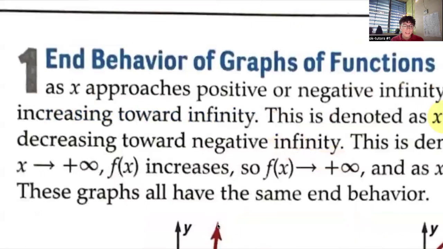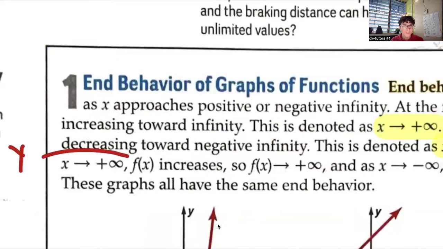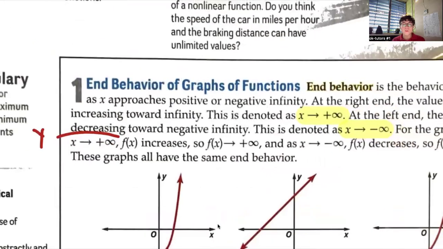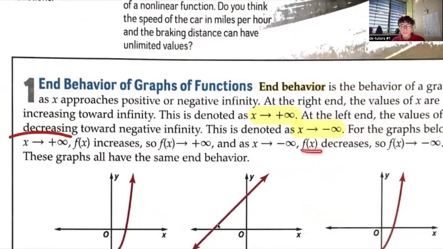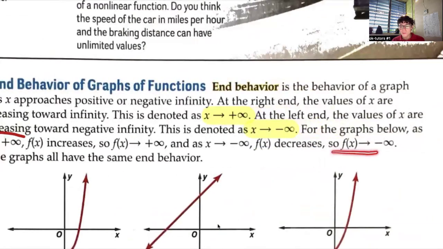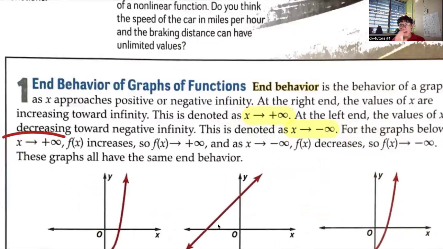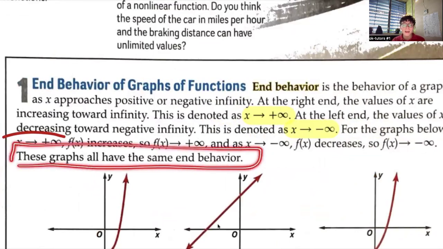Okay, now for the graphs shown below, as x tends to positive infinity, f of x, remember that f of x is the same as y, f of x increases. So y tends to positive infinity, and as x tends to negative infinity, f of x decreases, so f of x tends to negative infinity. I'm just going to explain this with the graphs. These graphs all have the same end behavior.